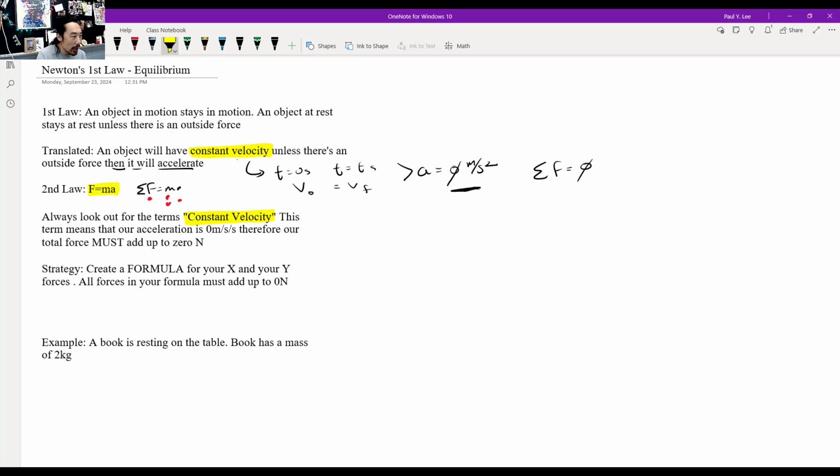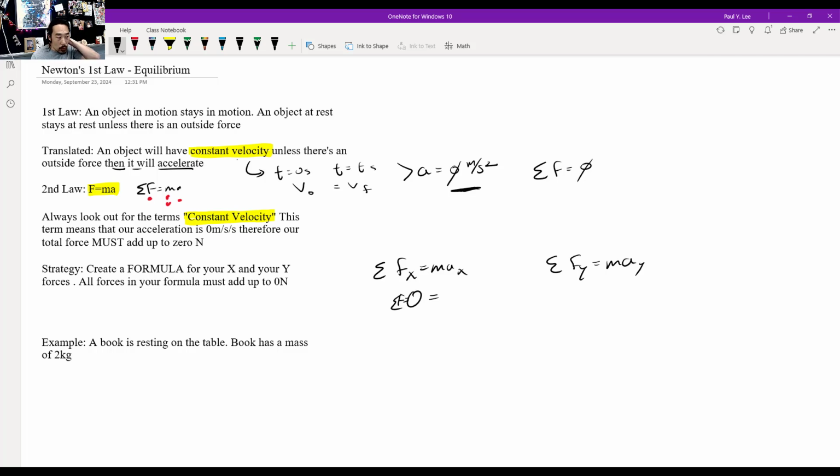All right. Okay, so strategy. You have to create a formula for your x and your y forces, much like when we did this for kinematics and projectile motions. You have to create a formula for the x, and you'll see me write it like this, sigma Fx equals max, and you'll have to create one for the y, which will look just like this. All right, so these little subscripts just tell us which axis we're thinking about. Okay, now here's the important part. Because our acceleration is 0 for both the x and the y, all of our forces have to add up to 0. All right, our forces have to add up to 0 newtons there.